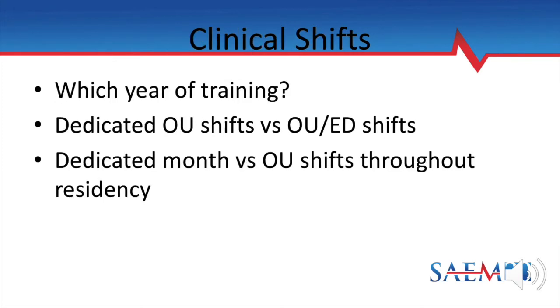The dedicated OBS rotation will be focused on by one of my other colleagues, but these are some questions that it's important to answer, I think, as you're trying to wrap your head around starting an OBS unit rotation. Which year of training will we start working clinical shifts in? Will these be dedicated observation shifts, or will they be hybrid observation ED shifts where the resident will rotate in the OBS unit and then go out to the ED and work in the ED? Will this just be for a dedicated month in a certain clinical year, or will this be spread throughout their training?